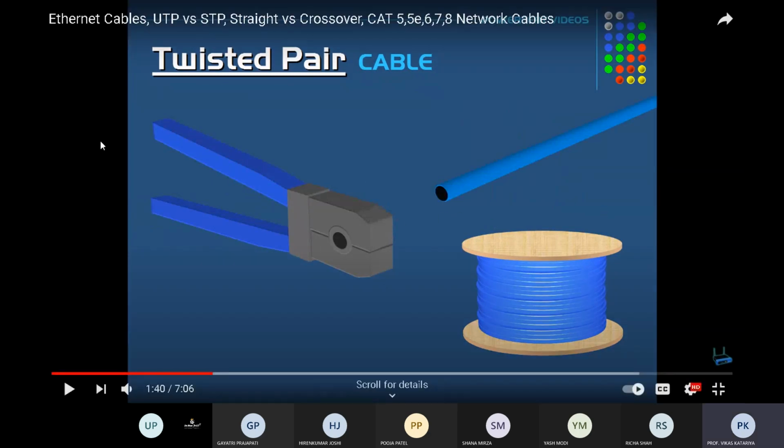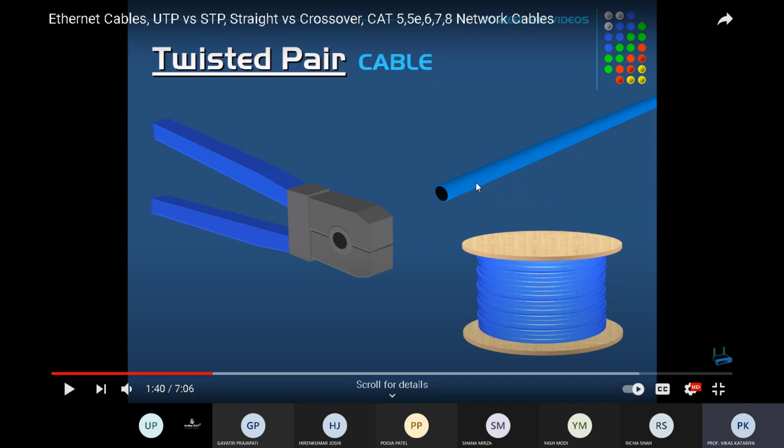Now this is the way. This is called a crimping tool. This is a cable, UTP cable. You have to purchase UTP cable in this way, or you can purchase it by the meter or as per your requirement. Suppose you want 2 meters of cable, you can purchase it from a shop.